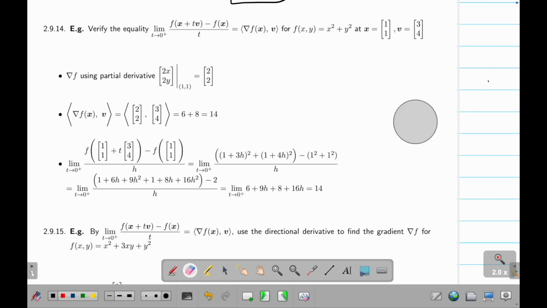And then what? We have x as (1, 1), so 2x, 2y, so (2, 2). Now we have this part. We want this part. So this thing is (2, 2). This v is (3, 4). So it's (2, 2) inner product (3, 4), which is 14. Okay, done.